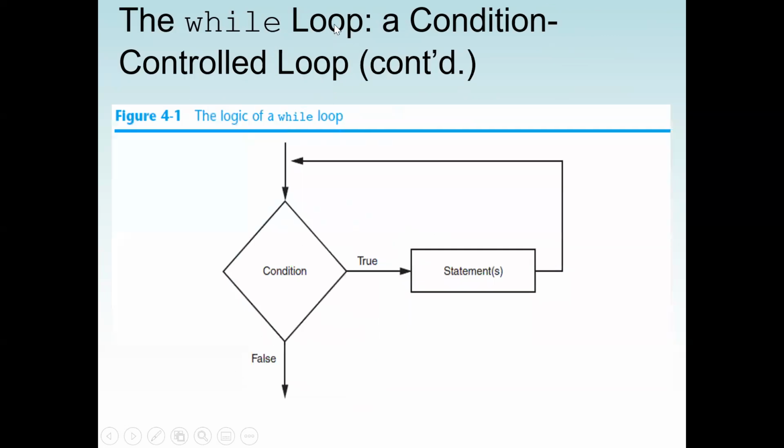And this is the flowchart. So we have a condition. Again, in a sequential control structure, execution starts from up to down. So we come down the arrow and check a condition. If the condition is true, we execute our statement. Then we come back and check the condition again. If it's false, we come out of the loop.